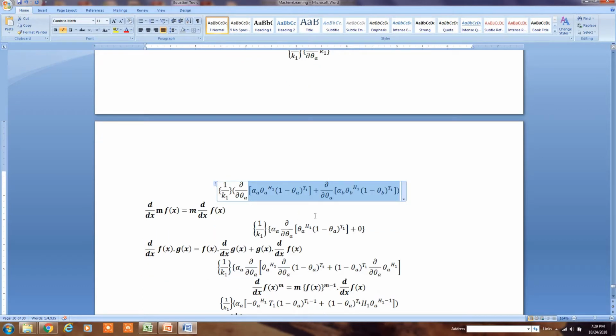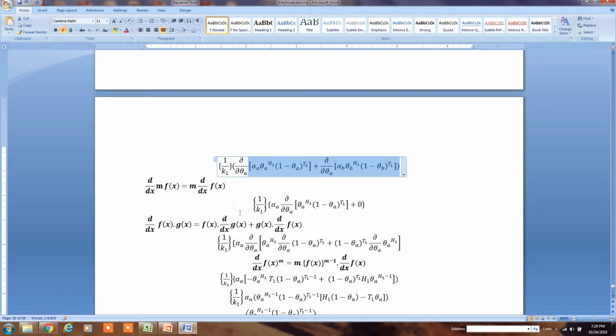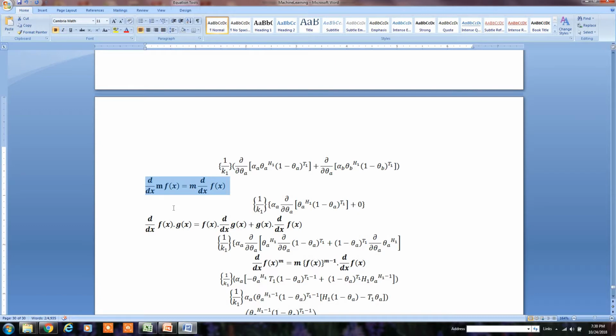Now to proceed further, we have to refer another basic formula from calculus, and the formula is differentiation of a constant multiplied with function of x is equal to the constant comes out and then differentiation of function of x.